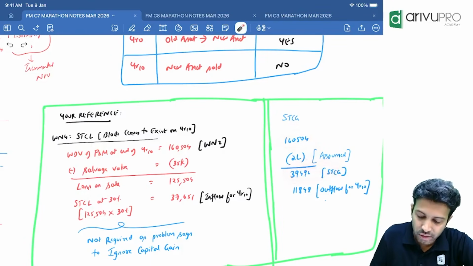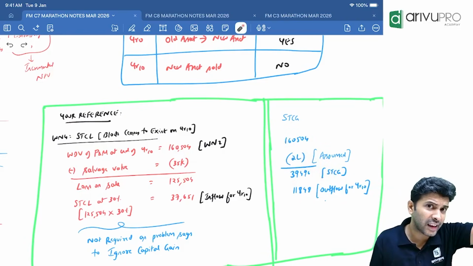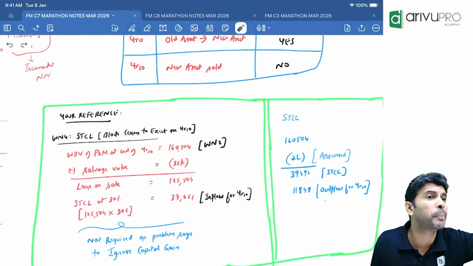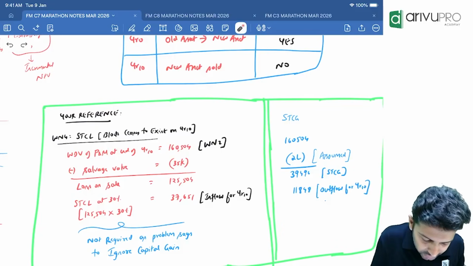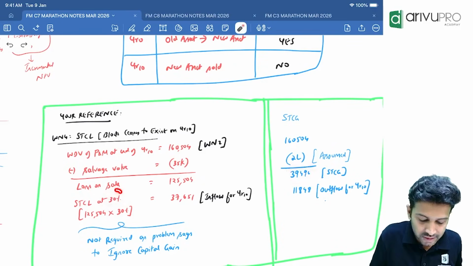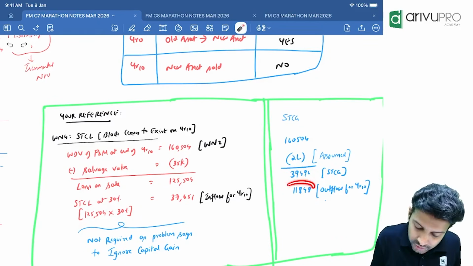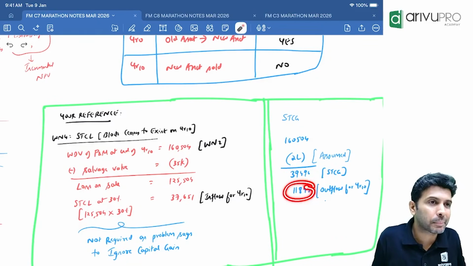Gain case. How much gain? These two come minus how much? 39,496. So on gain, will you get a tax benefit or do you have to pay tax? So what rate? 30%. So calculate 30% of the gain of 39,496. How much is it? 11,848. Is this a benefit or tax to be paid? Tax to be paid. So it's an outflow.